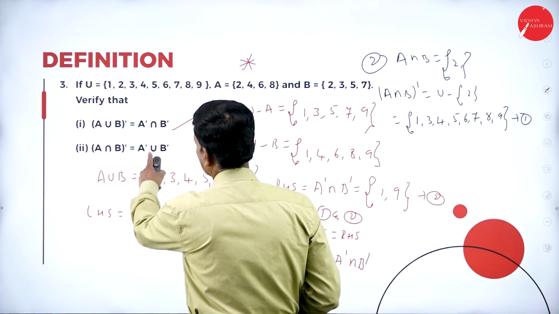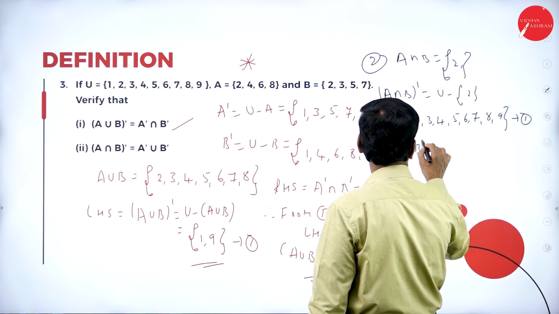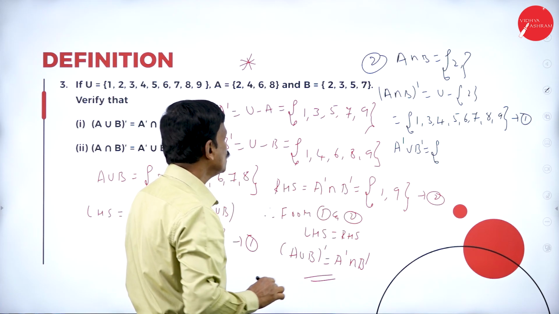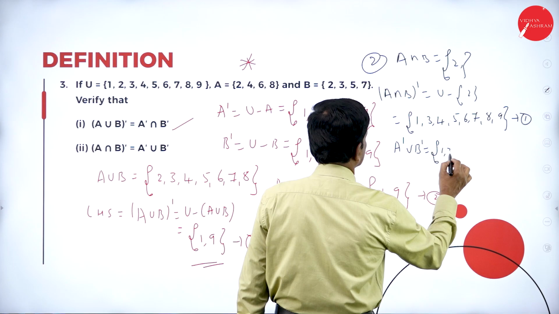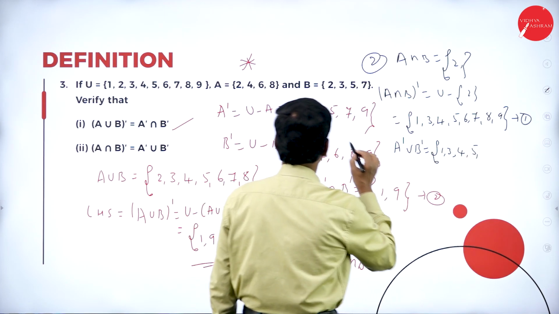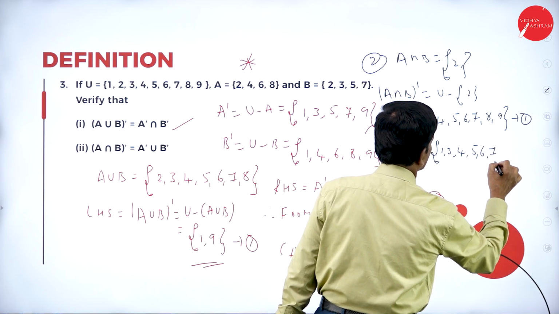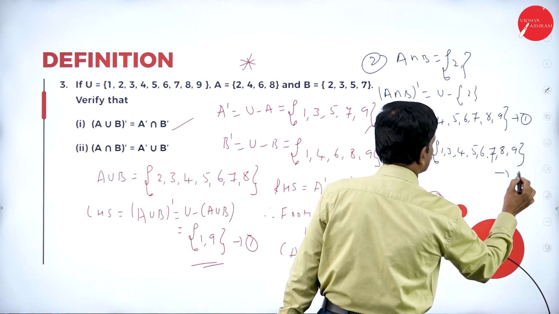Now the right hand side, A dash union B dash. So what is A dash? This is A dash and B dash. The union of these is 1, we don't have 2, then 3, 4, 5, 6, 7, 8, 9. Right. Now this is equation number 2.